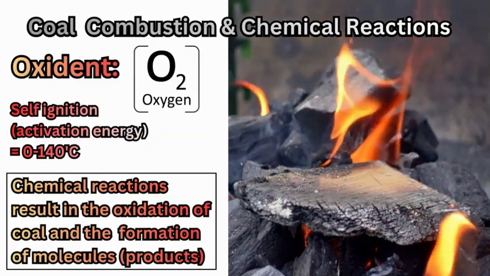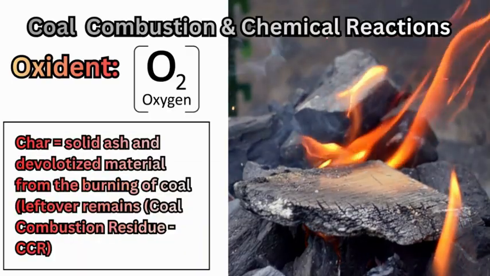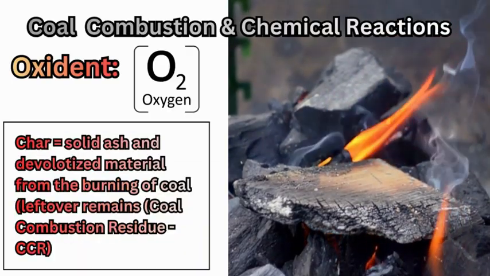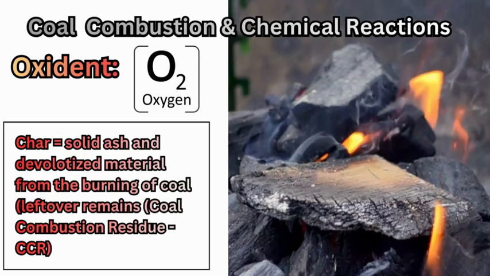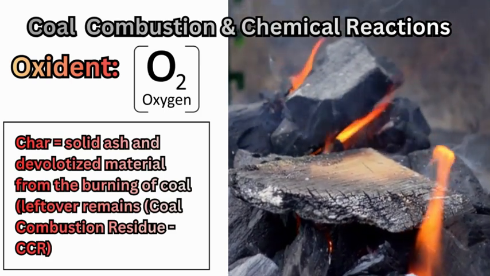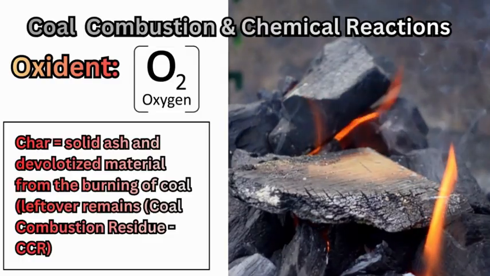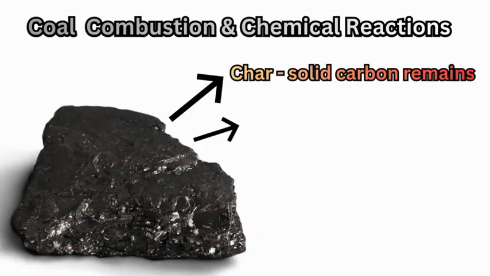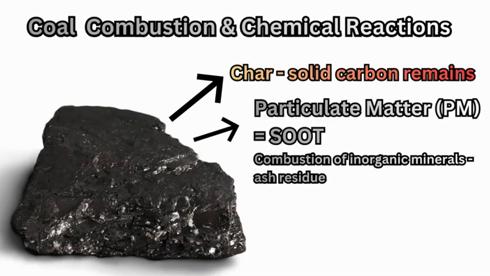And then finally, the last stage of combustion is the ignition of the remaining solid material, or the char, which is left over from when the volatiles are released or escaped during combustion, and the char, or the solid carbon material. And in addition to the char, you also have the production of particulate matter and soot through the combustion of inorganic ash residue, or the minerals that are in the coal to begin with.